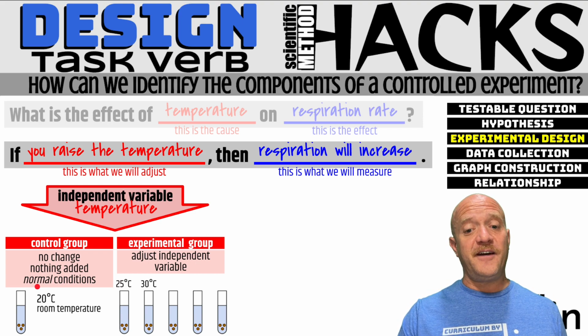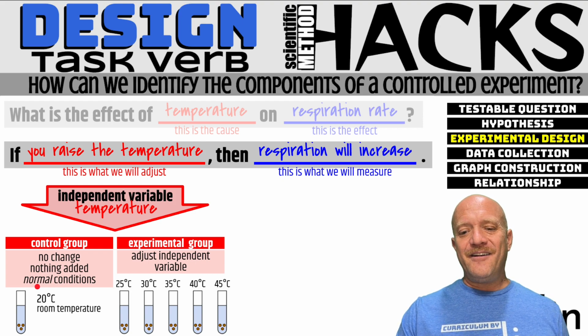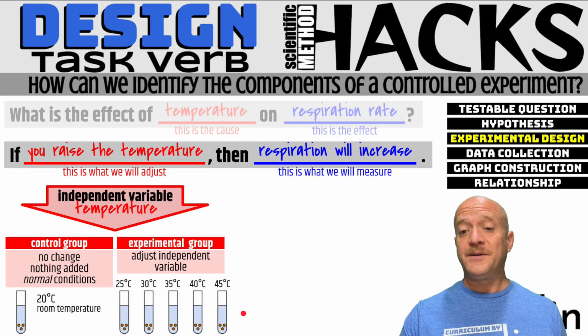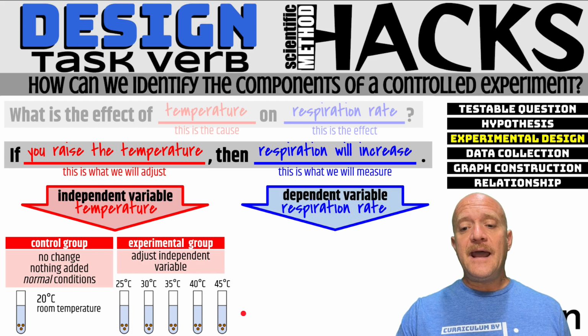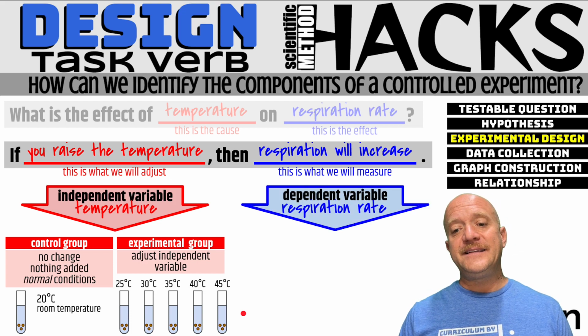Now in the experimental groups, I want to adjust this. So let's go 25, 30, 35, 40, 45 degrees. Any higher than that, you're going to have some damage to these yeast, the yeast fungus. But you could go up to 100 degrees, the boiling point of water. That is also acceptable.